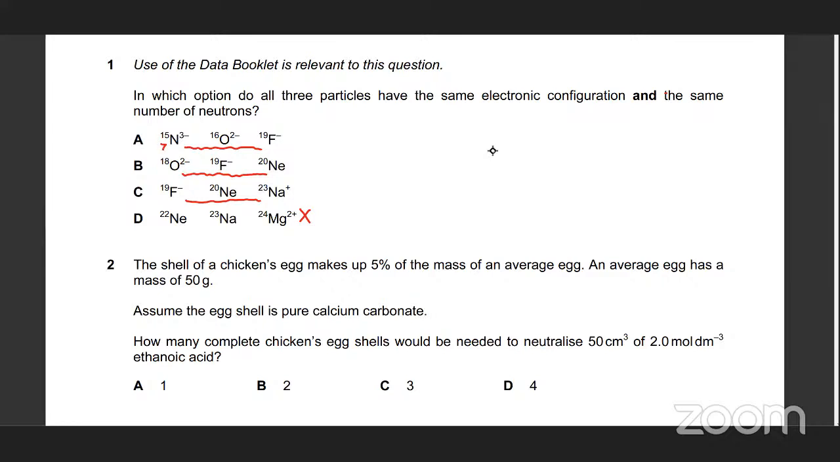Uske liye you have to do some calculation. That's 7. Nitrogen is 7. So uske neutrons kitne ho gaye? That's 8. Oxygen, the protons are 8. 16 minus 8, that's 8 as well. And fluorine is 9 protons, so that's 10 neutrons. So that's definitely not true. The second one is probably the correct one. Okay, oxygen is 8, fluorine is 9, and neon is 10. So all of them have 10 neutrons each. So it's the second one, option B.